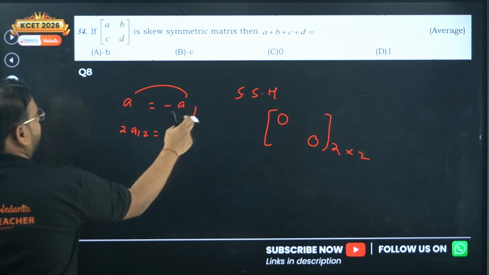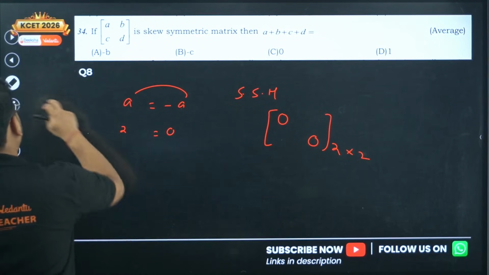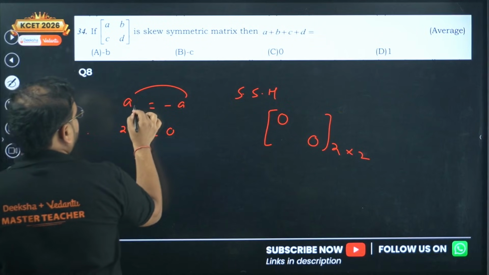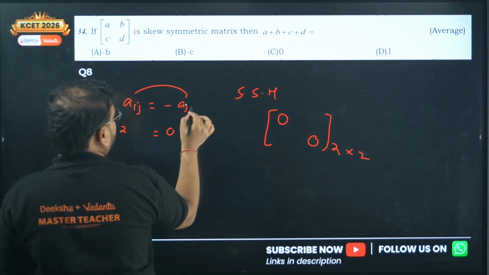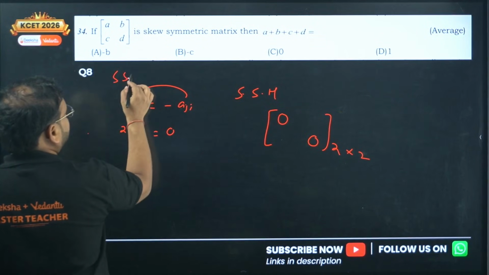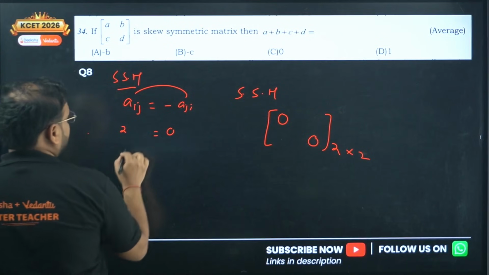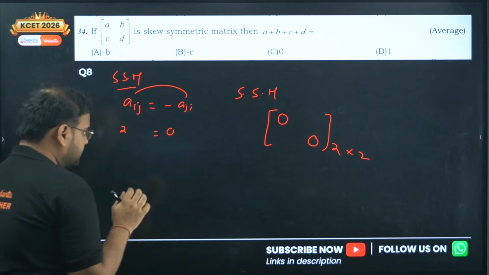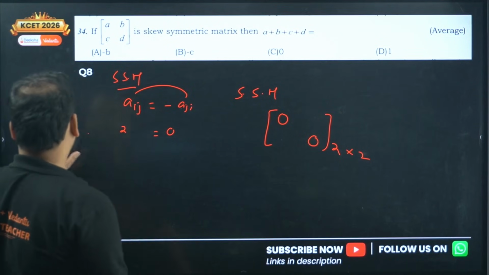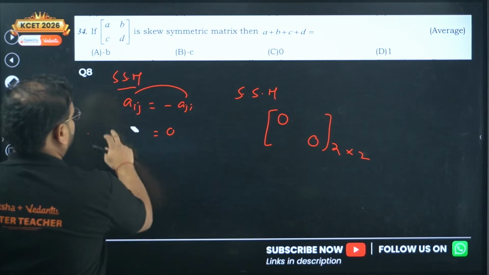Let me take a general form only over here. Why write 1, 2 or something? General form I'll take. Aij is equal to minus of Aji for a skew symmetric matrix. So from here I get twice of, okay, this is true, not twice of. Twice will come over here.